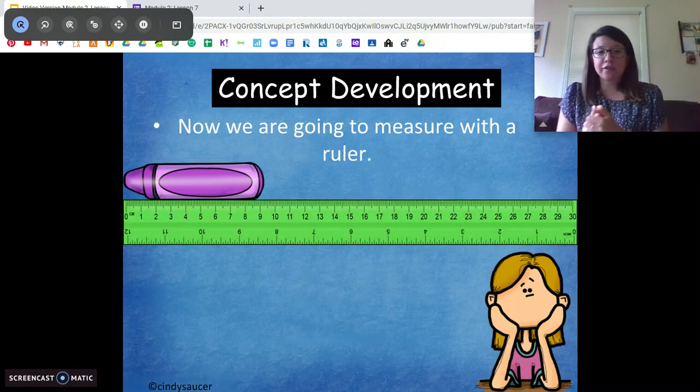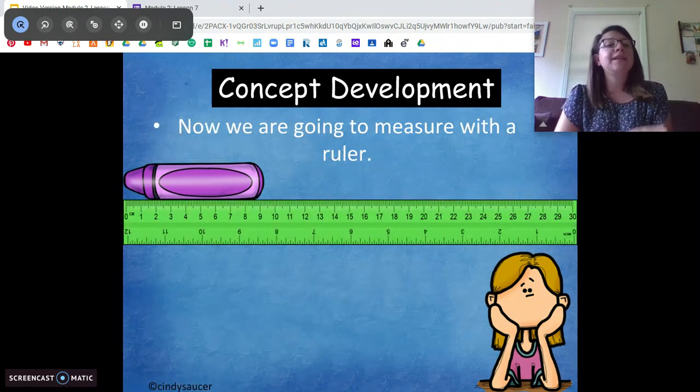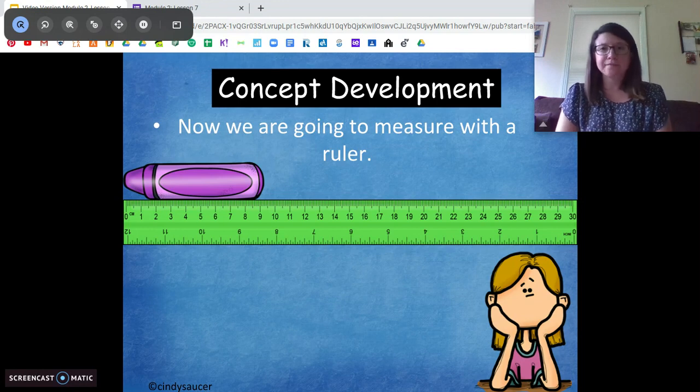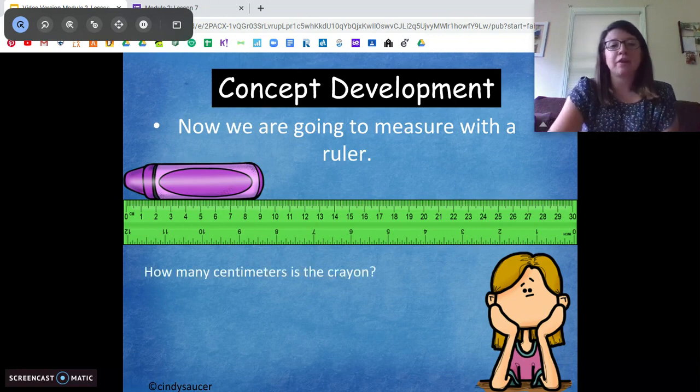So let's measure this crayon with a ruler. About how many centimeters is this crayon? That was my dog, sorry. It's about 9 centimeters. Good.